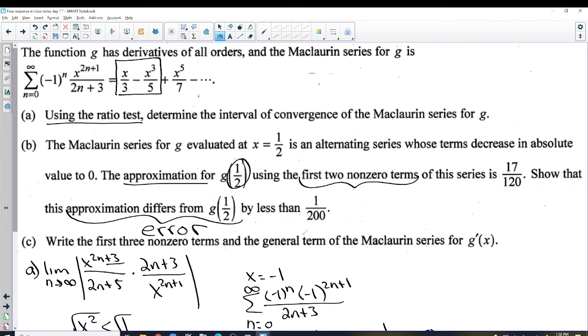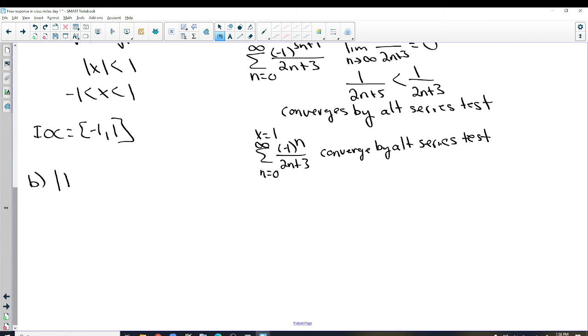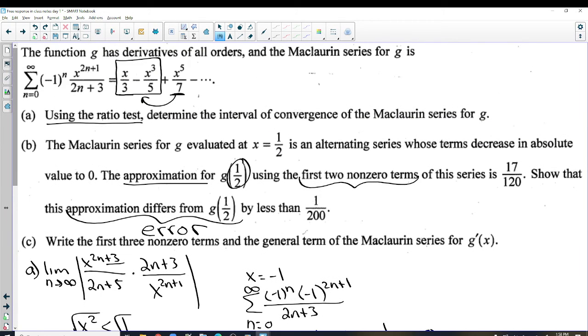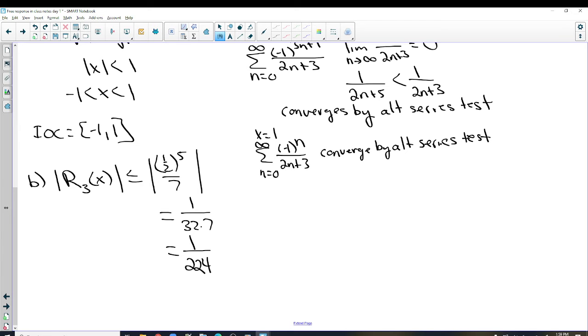So we've used these already. We plugged 1/2 into those, got 17/120. So this is the most the error can possibly be for those two terms when we plug 1/2 in. You might see this notation: the absolute value of the remainder, which is the error, of the third degree. I know it said the first two terms, but it's the third degree of x is less than or equal to the absolute value of 1/2 to the 5th over 7, the first omitted term, or the next term, which is equal to 1/32 times 7, which is equal to 1/224. The final statement I'm going to look for is that this is less than 1/200. It's like answering the question. It's making the final statement. This is what you wanted. You wanted me to show you that the error is less than 1/200.